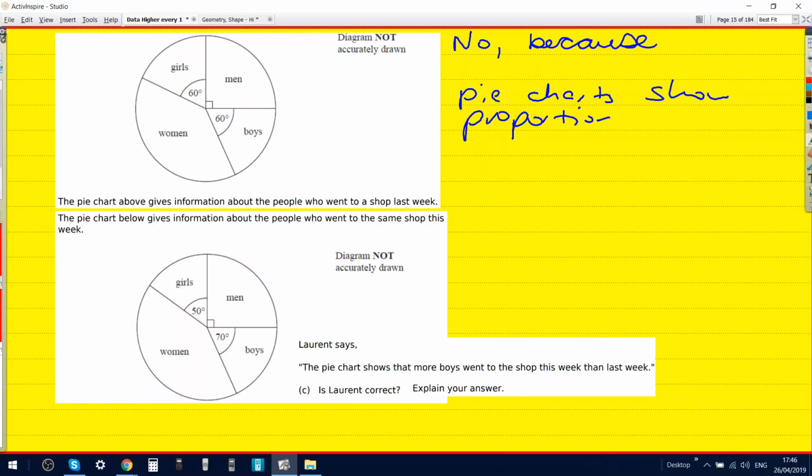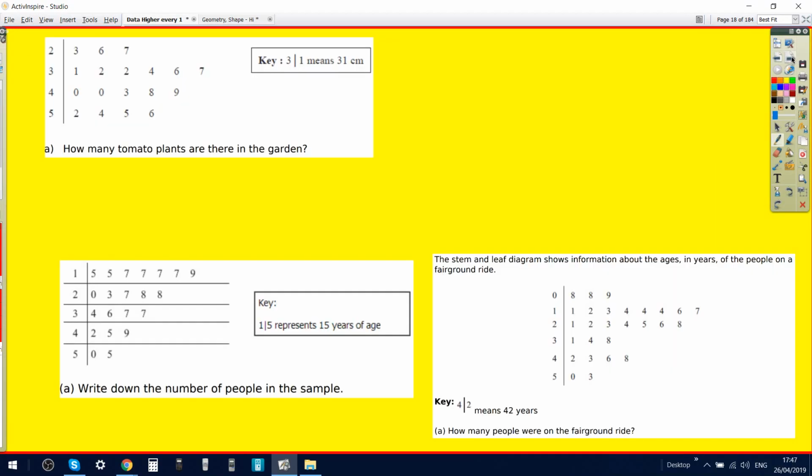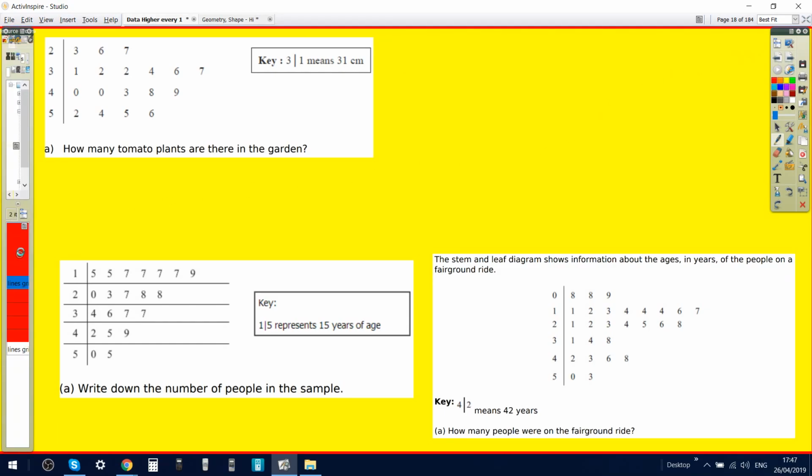So I'm just copying the mark scheme. That's what that said. There's no information about the population. Okay. Okay, top left one.